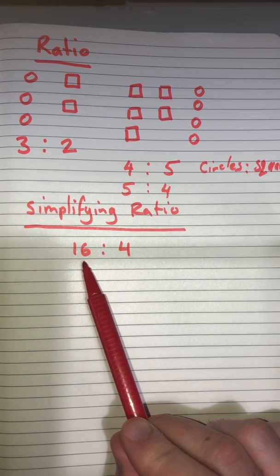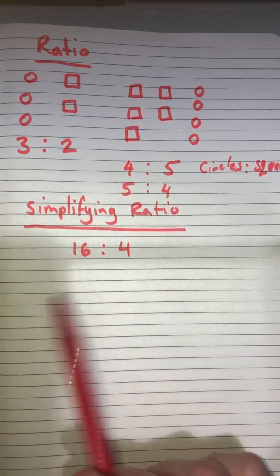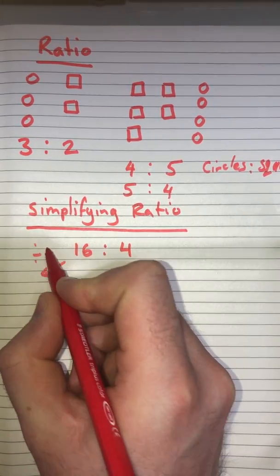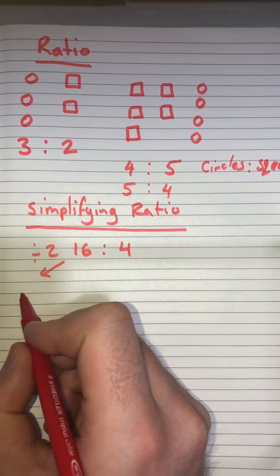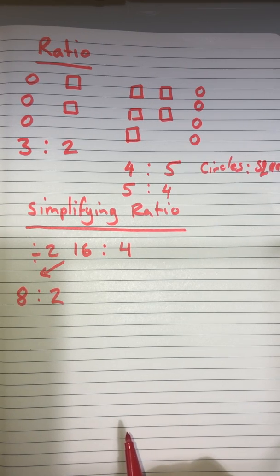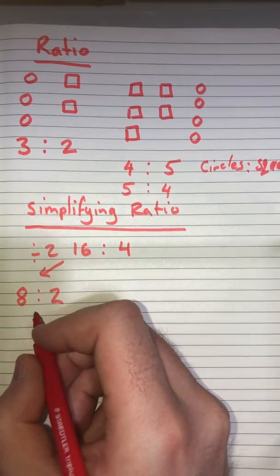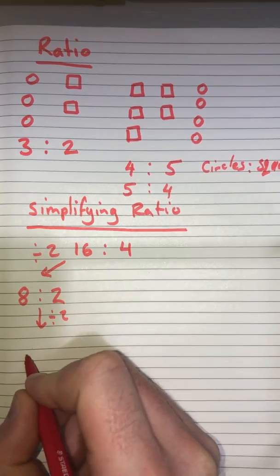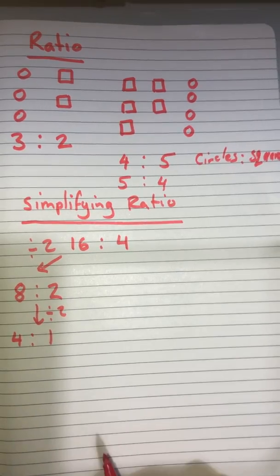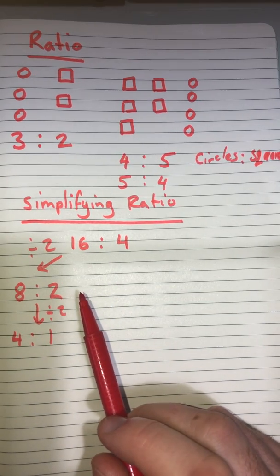So we can divide 16 by 2, we could divide 4 by 2, okay? So we could maybe look at that option first. So if we divide by 2, that would give us 8 to 2. Okay, but is there something we can divide 8 and 2 by again? Well, we can divide them both by 2 again, which would give us 4:1, which we can't divide any further. Okay, but that's not the most direct route we can follow.